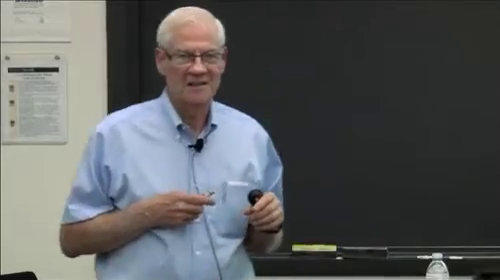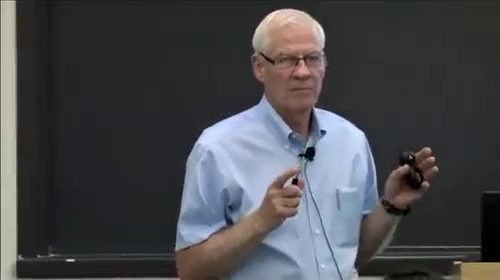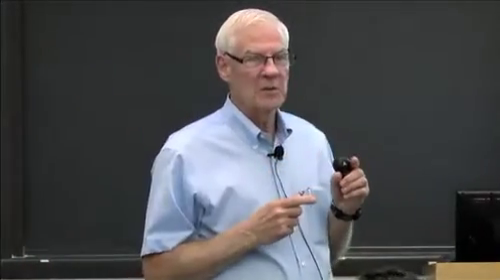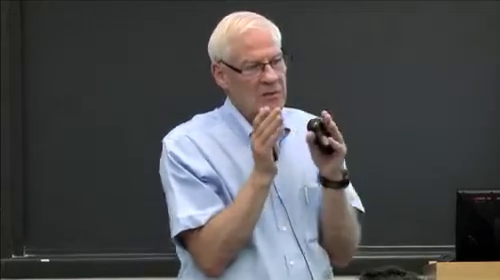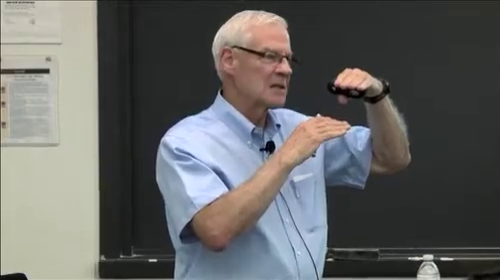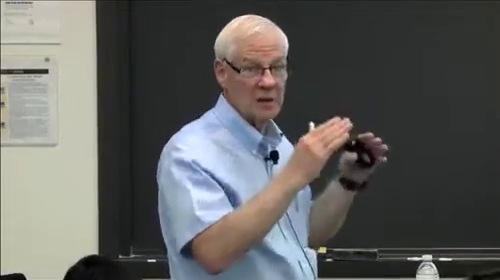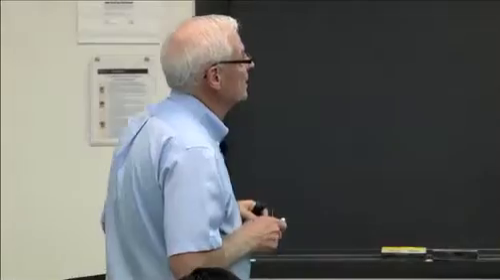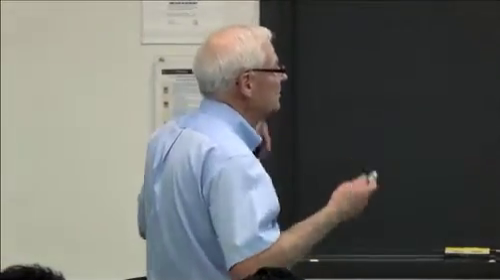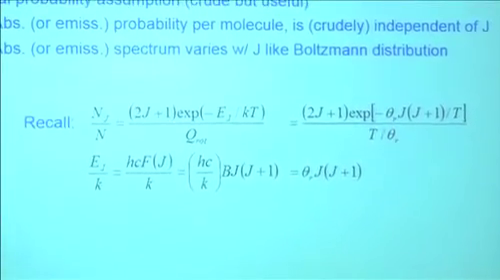What's hc over k? The students have to memorize hc over k. It's 1.44. That's the conversion between wave numbers and degrees. So if this B is 2 wave numbers, the characteristic temperature of rotation is 2 times 1.44, 2.88 degrees. That's the characteristic temperature associated with the spacing, with the value of B. So that's what theta is. Theta R is the rotational temperature. That's not the distribution temperature, it's the characteristic temperature associated with rotational constant B.